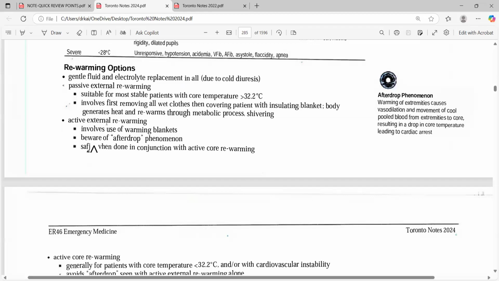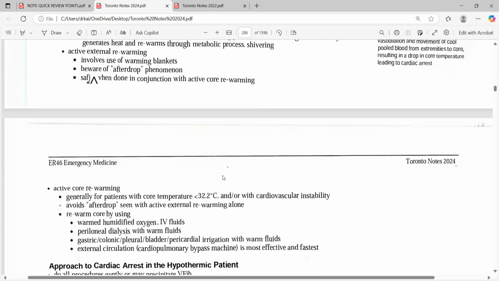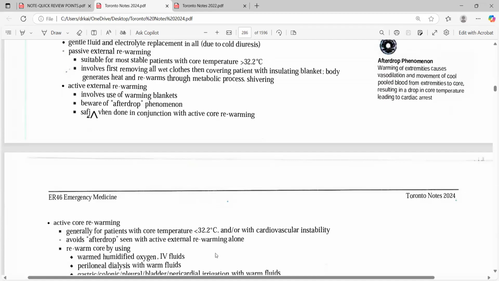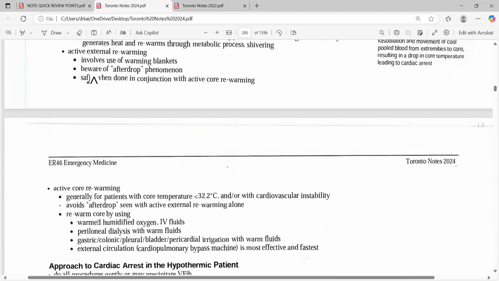Then comes the active external rewarming. In those cases, it's very important to be aware of the afterdrop. So that involves use of a warming blanket, and it has to be done in conjunction with active core rewarming. Generally for the patient, which one? You can just remember the temperature; on the basis of the temperature, it can be given. And with cardiovascular instability, avoid the afterdrop seen with active rewarming. Okay. So rewarm using the fluids.